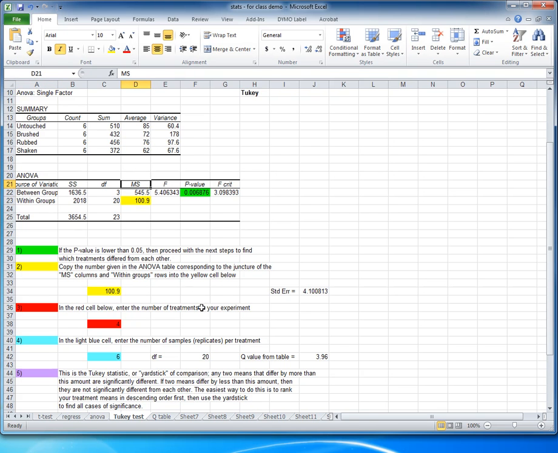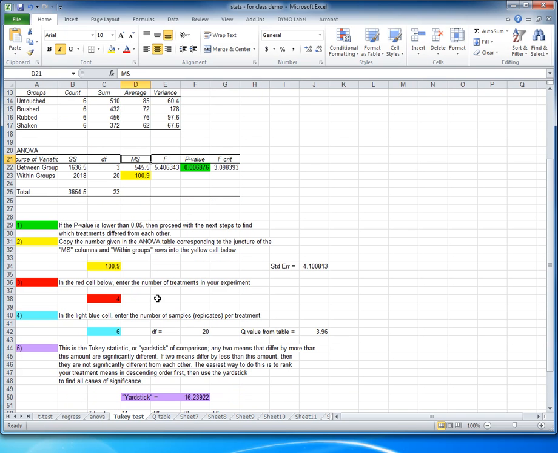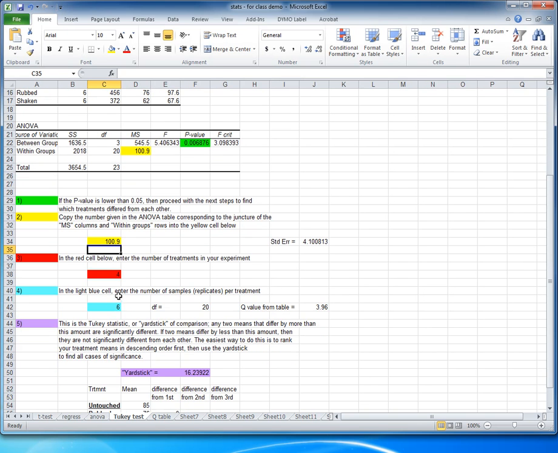So let's just read along. It's color-coded for your convenience. If the p-value is lower than 0.05, then proceed. Well, we know that it is. Copy the number given in the ANOVA table right where I told you before, highlighted here in yellow. So we would just come here, if it wasn't already there, and put that in. Don't worry about the standard error out here. That's part of the calculation that it needs. You don't have to mess with that.